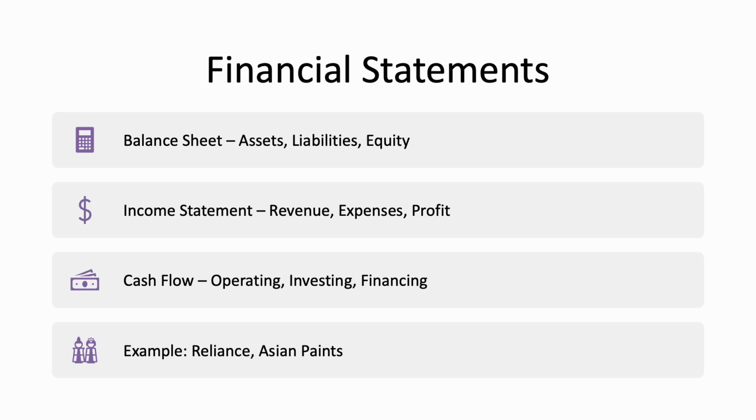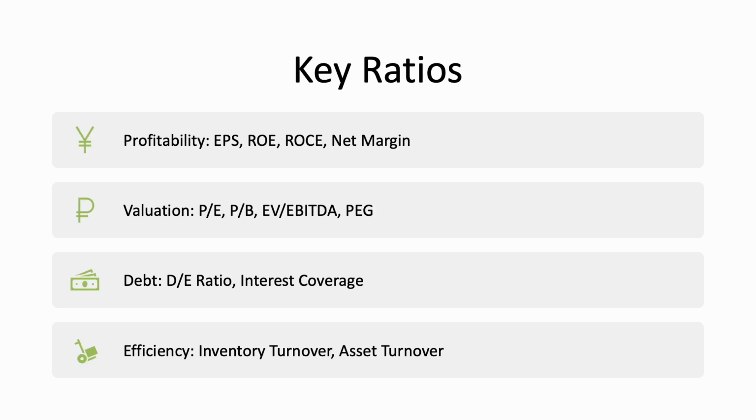So let's dive in. Profitability ratios tell us how good a company is at turning revenue into actual profit. Earnings per share, EPS. This is the net profit divided by the number of shares. It tells you how much profit belongs to each share. Example, if Infosys earned 25,000 crore in profit and has 500 crore shares, EPS is 50 rupees. Higher EPS means the company is making more money per share.